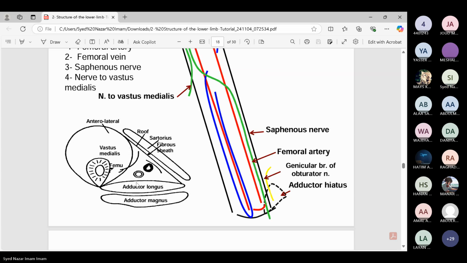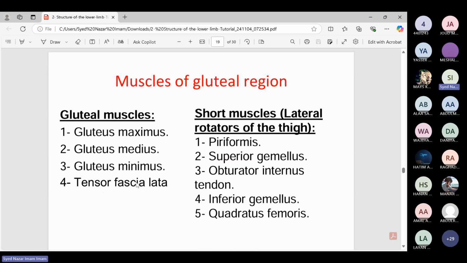Now, as I told you, just above the posterior compartment of the thigh, that is the hamstring muscle, we have the gluteal region. And the gluteal region muscles are divided into two groups of muscle. One is called the gluteus muscles and one is called the short muscles of the gluteal region, that are the lateral rotators of the thigh. So what are the gluteus muscles? They are maximus, medius, minimus, and tensor fasciae latae.